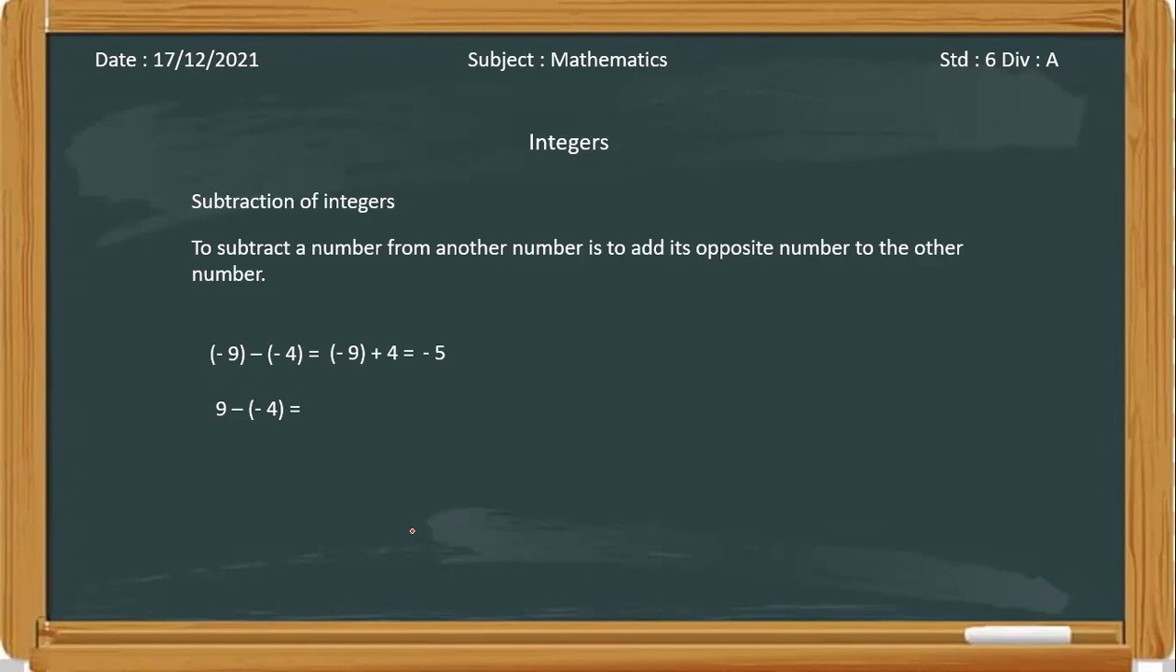Okay. So the second sum is 9 minus of -4. Here also we are going to keep this 9 as it is, and we will change the minus sign to plus and write the opposite of -4. So the sum becomes 9 plus 4. So the opposite of -4 is 4.